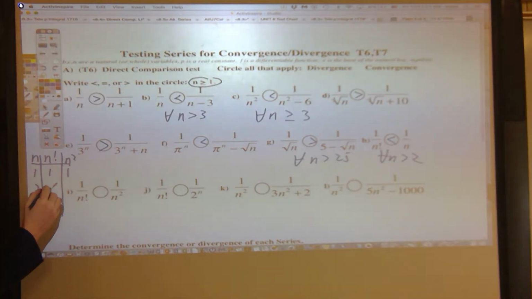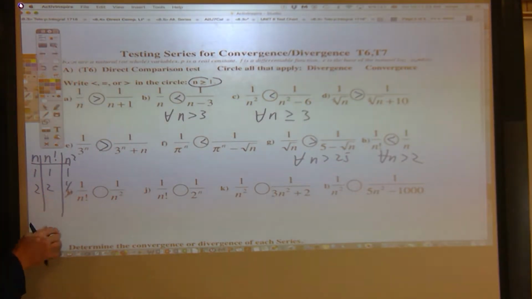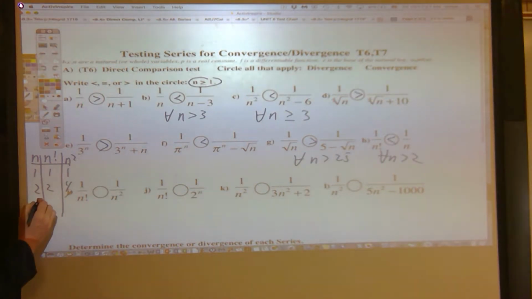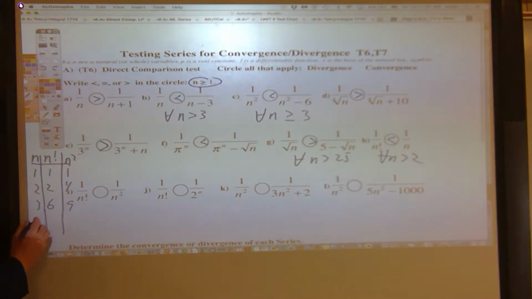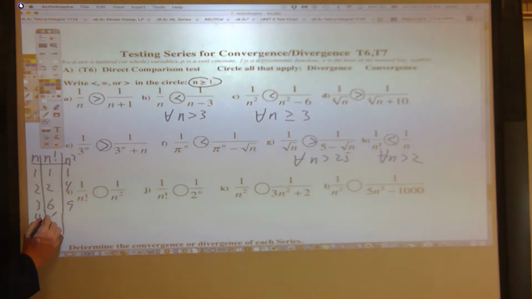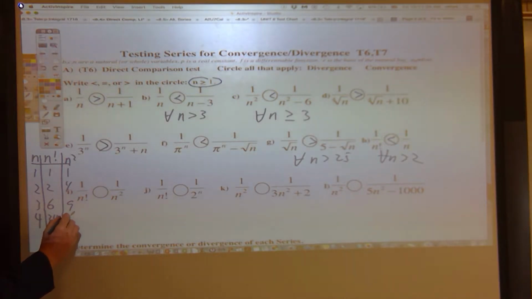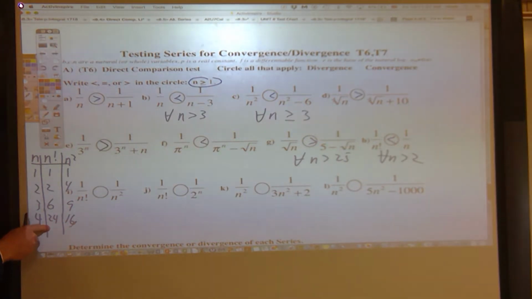When n is 2, n factorial is 2, n squared is 4. So the n squared horse breaks out into the lead. 3 factorial is 6, 3 squared is 9. N squared is still winning. 4 factorial is 24. Woo! 4 squared is only 16. So the n factorial horse breaks out in front, starting with n equals 4.